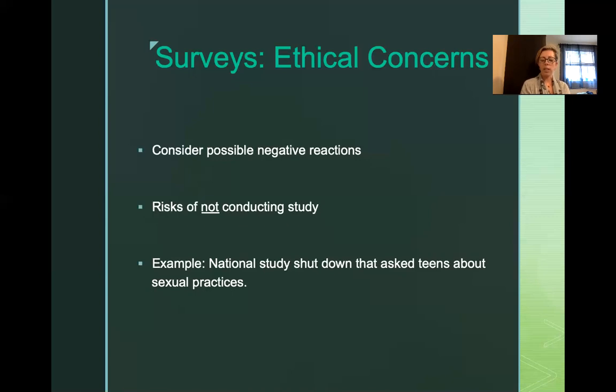On the other hand, people still argue, and we can argue here, what was lost? What do we not know about teens' sexual practices because we didn't go ahead and follow through and ask about that? So there is something lost in the not doing of a study as well.